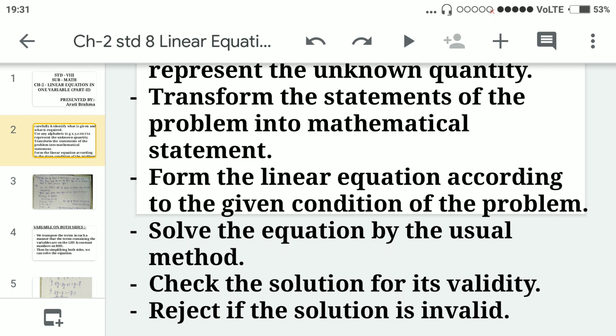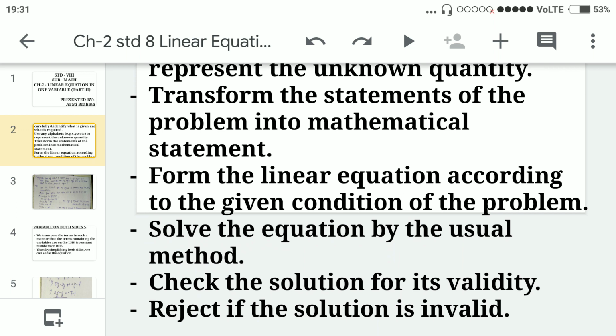Then solve the equation by the usual method. As I already discussed in the previous video how to solve an equation, after converting the word problem into a mathematical statement, you can follow any of the methods and solve it. Then check the solution for its validity. After calculating the value of the variable, put that value back into the equation. If LHS equals RHS, then your answer is correct, and if not, you need to check it again.